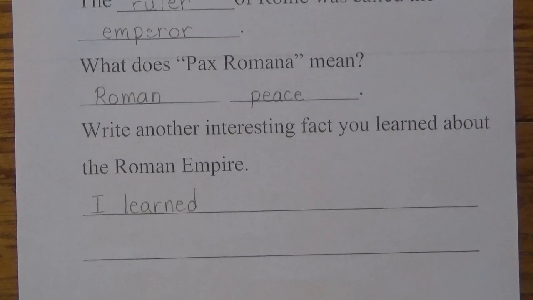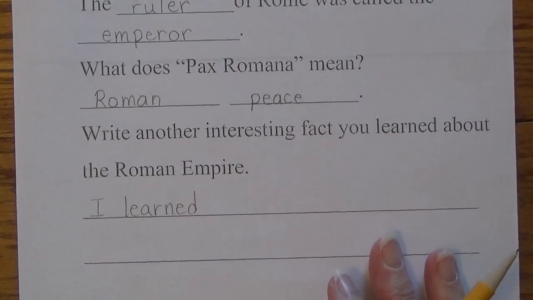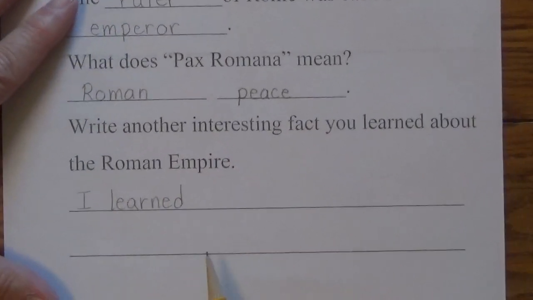I learned that Diocletian divided the empire into 2. I learned that barbarians didn't live like the Romans. Whatever you found. I learned Diocletian appointed 2 junior emperors called Caesars. Think about something else you learned that we didn't write on our note pages and add that here.